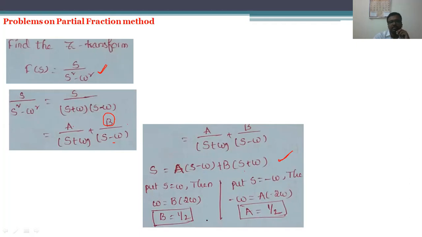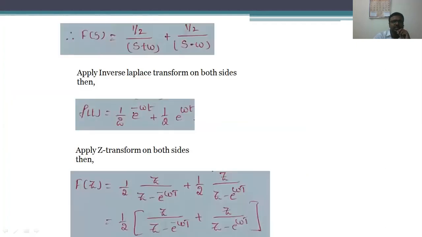Just substituting the values of A and B, that is 1 by 2 and 1 by 2, in this equation, we get F of s is equal to 1 by 2 divided by (s plus omega) plus 1 by 2 divided by (s minus omega). These are the values we obtained using the partial fraction method.